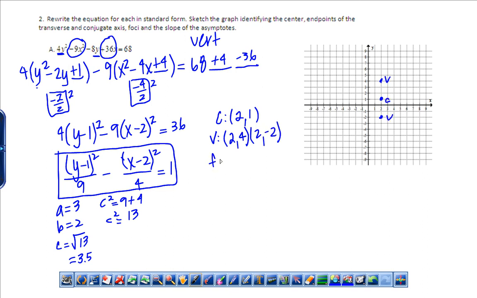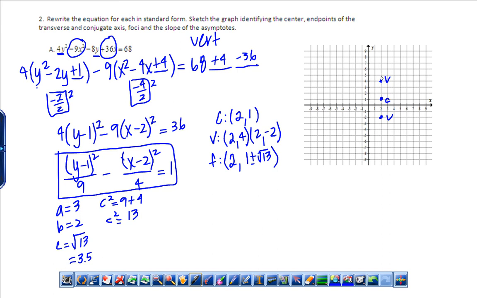Your focus is going to go the same direction. Your focus is going to be 2, 1 plus and minus root 13. So we're going to add basically 3. So I'm going to say like 4. So it's going to go further. So 2, 3, 4, and a little bit more.